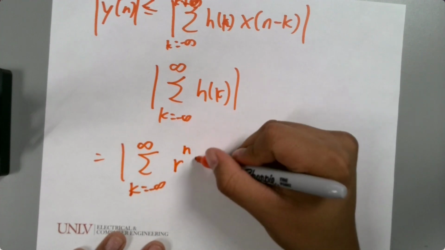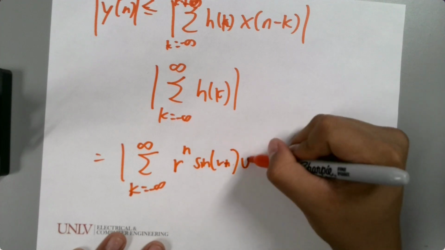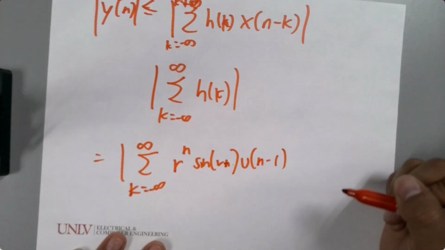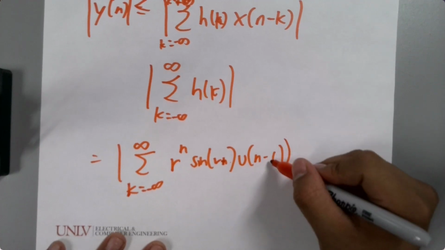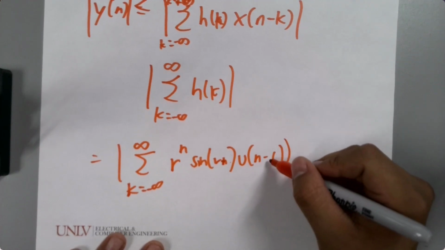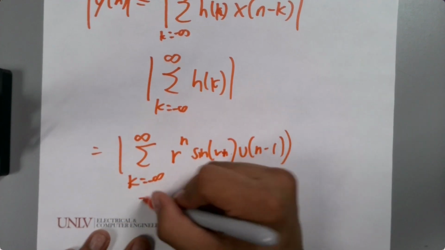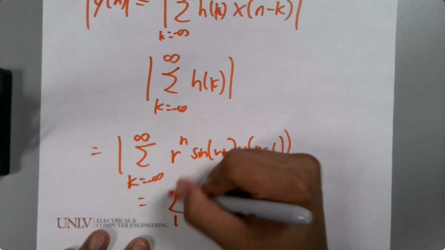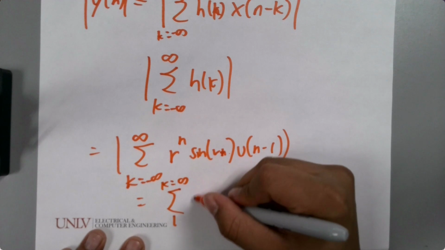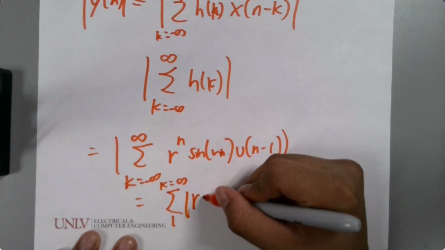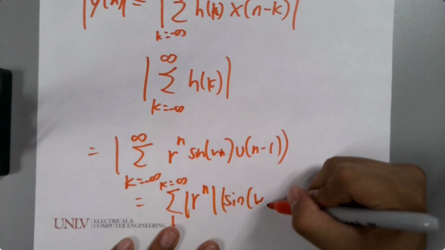r of n sine omega n u of n. Okay? Right? But right here, this is saying our function is going to start at n equal to 1, so this is going to equal the sum from k equal to 1 to infinity of r of k sine of omega k.